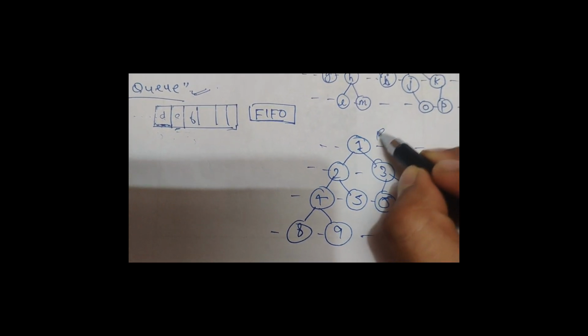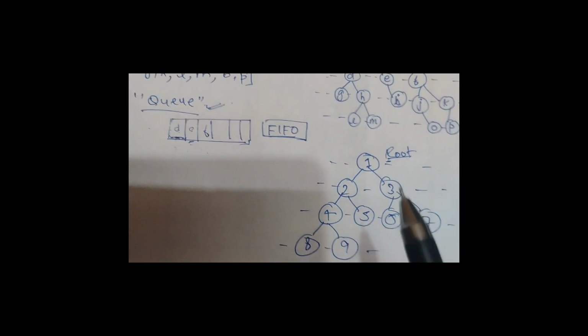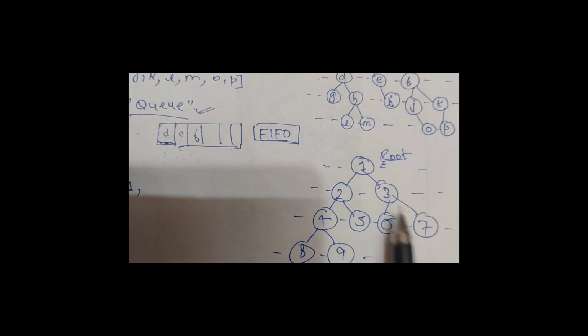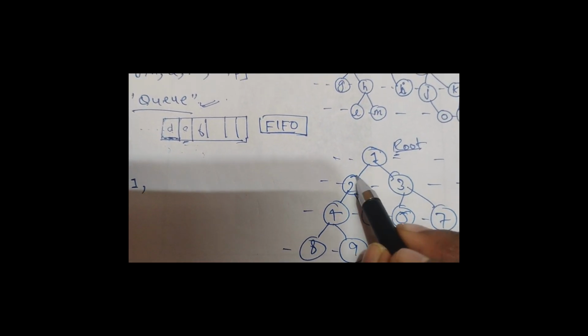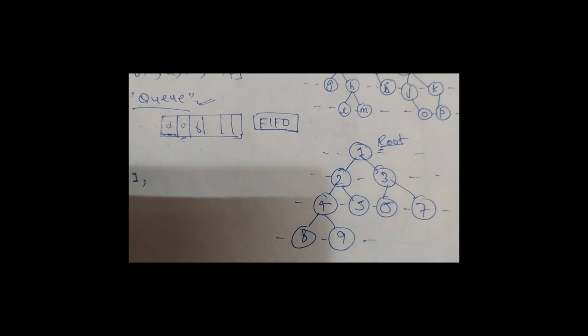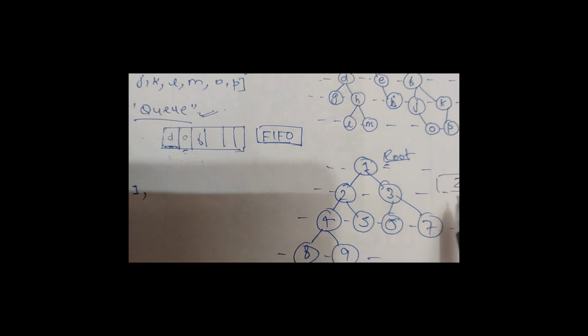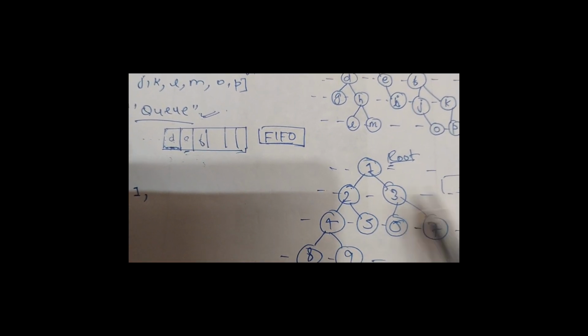Okay, so as I told, the traversal starts from the root, that is 1. So I'll print 1. Then for this level, I'll store the left and then right of this node. I'll store 2 and 3 in a queue.